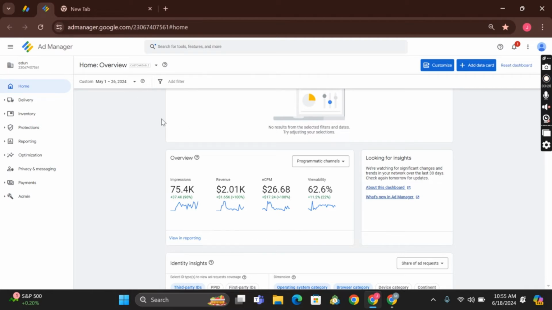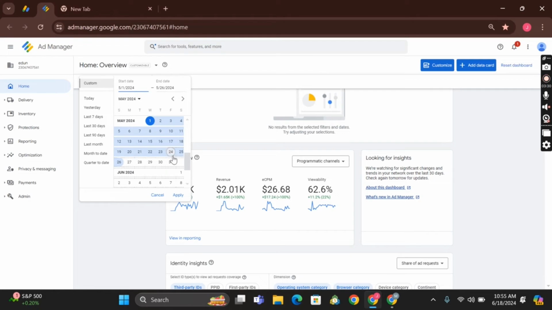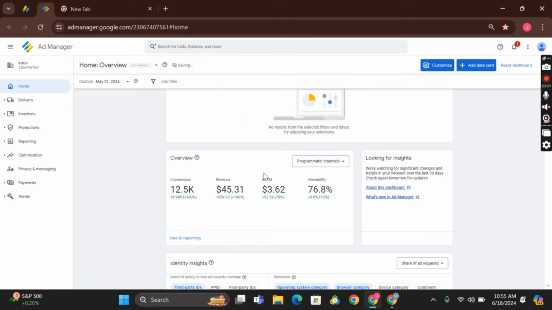So I decided to keep loading the account, but then I noticed my ECPM had fallen. Instead of stopping, on the 31st of May I took it massively. With an ECPM of $3.62, I was able to load $45.31 with an impression of 12.5K, viewability of 76.80%. This is too much for the account.